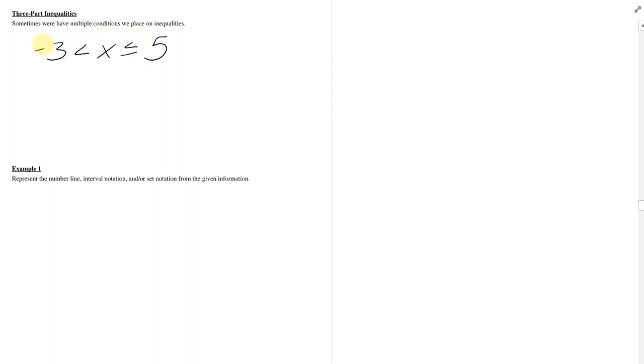The first thing to know about this is how to actually read this, because a lot of times when people read this, they just see all these signs and start reading it, and people will tell me, oh, it's negative 3 is less than x is less than or equal to negative 5. And it's like, what does that actually mean? What is the easiest way to explain what this actually means? This is saying x is between negative 3 and 5. That is how math describes this sentence. And you know by looking at this that negative 3 is not included, but 5 is.